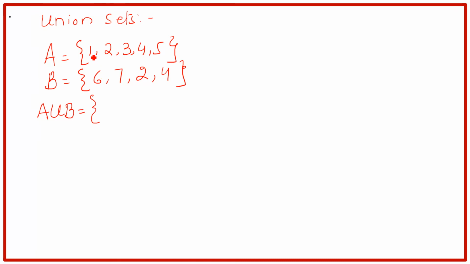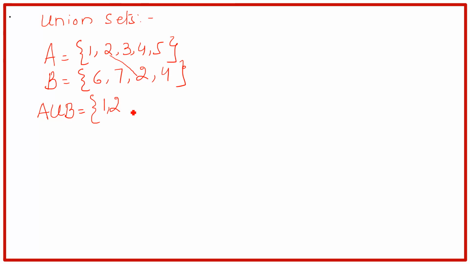So, see, 1 is here, 1 is not here, but we will write down 1. 2 is here in set A, 2 is also here. This is the important point, right? Because 2 is common, we will write down only one time. We will not write down 2 again. If it is common, common means if it is present in both the sets, we will write down only one time.